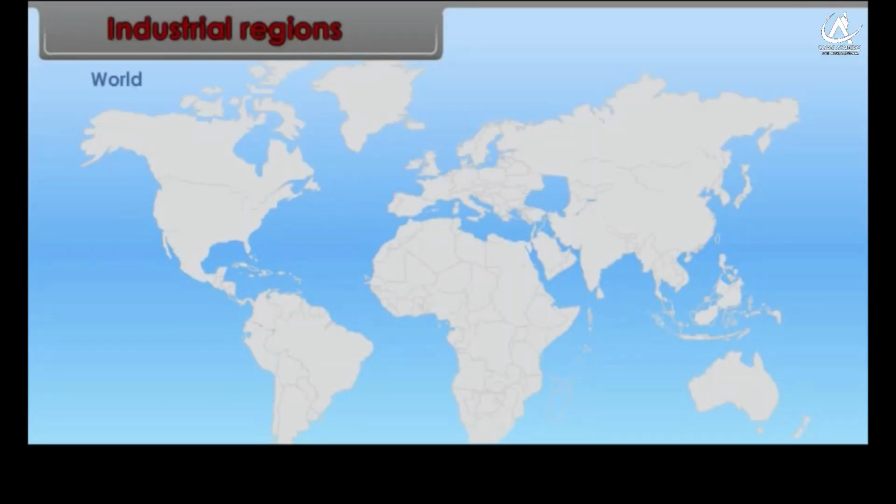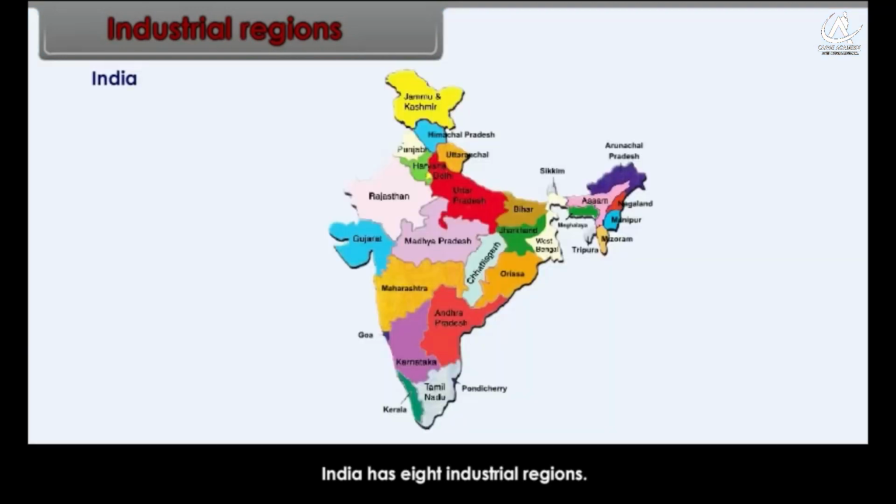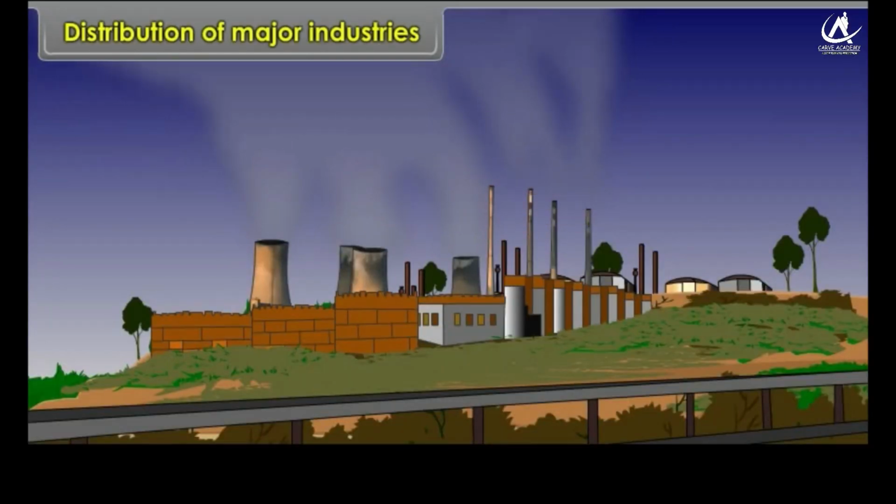Industrial regions. World. The world has 4 major industrial regions: Eastern part of North America, Western and Central Europe, Eastern Europe and Eastern Asia. India. India has 8 industrial regions: Mumbai-Pune region, Hooghly region, Bangalore-Tamil Nadu region, Gujarat region, Chota Nagpur region, Visakhapatnam-Guntur region, Gurgaon-Delhi-Meerut region, Kollam-Thiruvananthapuram region.